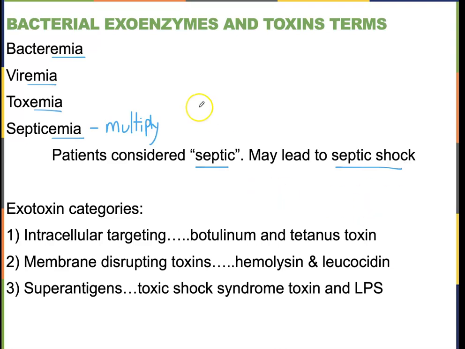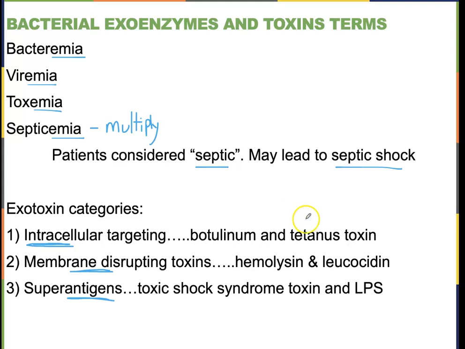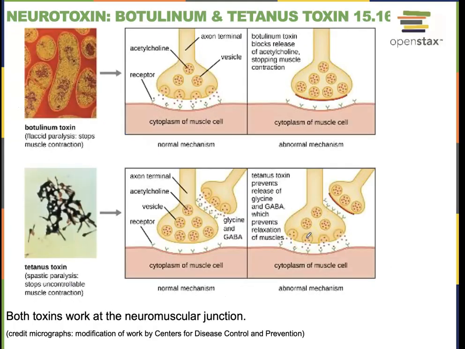If we want to look at some exotoxins, they can cause disease by targeting intracellular communication between cells. They can disrupt membranes, and they can act as superantigens. Superantigens, again, cause your immune system to overreact, and you can cause shock. In looking at the first category, intracellular signaling, we're going to talk about botulinum and tetanus. You want to know how these work. The botulinum toxin, this is our Botox again. This is our connection point between a muscle cell and a neuron.